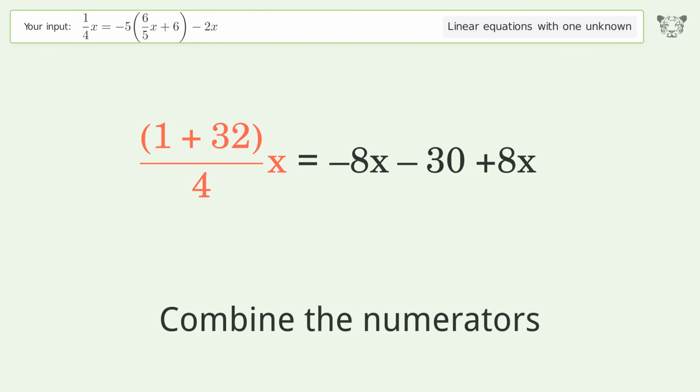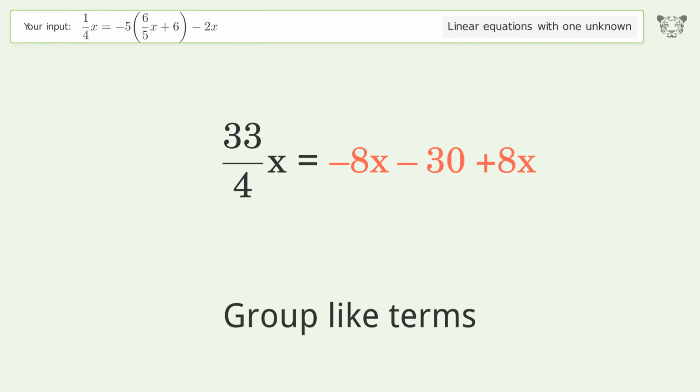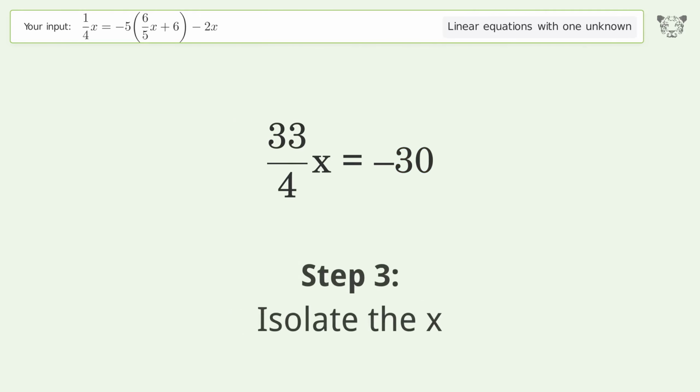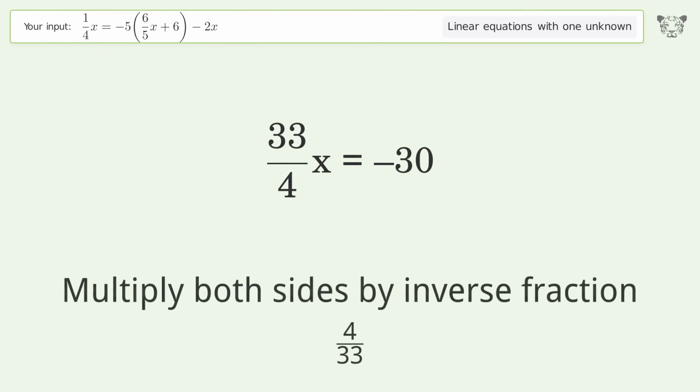Combine the numerators. Group like terms. Simplify the arithmetic. Isolate the x. Multiply both sides by inverse fraction 4/33.